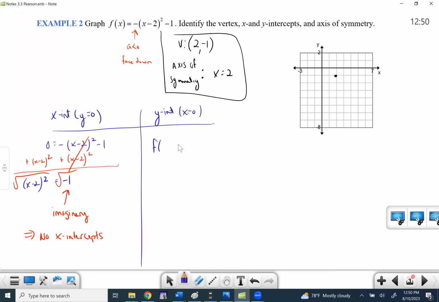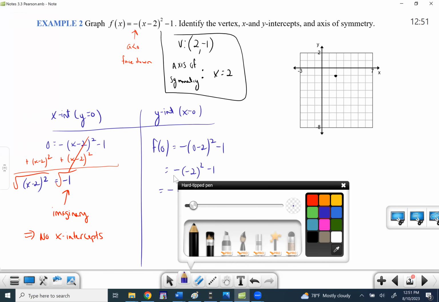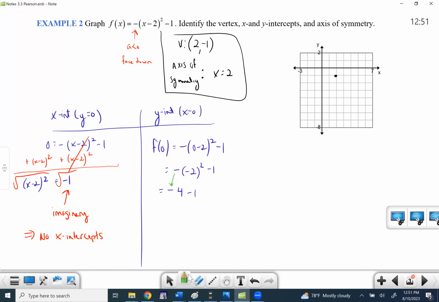So now we're going to let x be 0. All right, 0 minus 2 is -2. -2 times -2 is +4. So this negative sign is from me just carrying that one down, right? So -4 take away 1 is -5. So 0 is the x, and -5 is going to be the y for our y-intercept. There we are, there's -5, you guys.